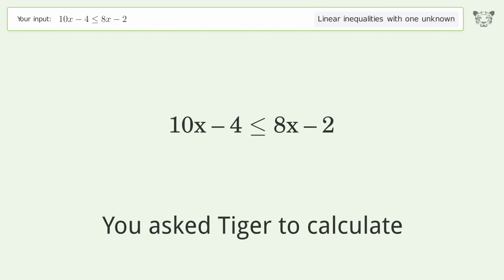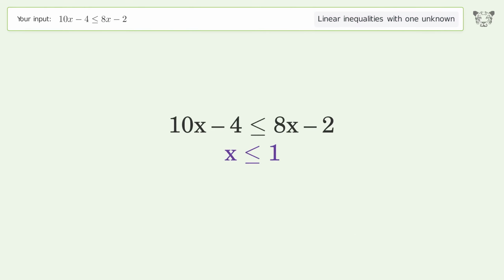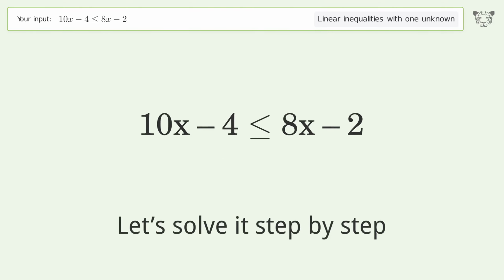You ask Tiger to calculate. This deals with linear inequalities with one unknown. The final result is x equal or smaller than 1. Let's solve it step by step.